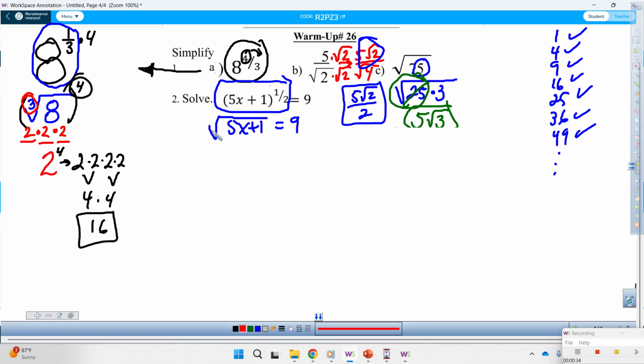Before she answers, tell your neighbor what would cancel this square root. What cancels the square root? All right, Allison. A squared. We do that to both sides. This cancels that. We're left with 5x plus 1 equals 81.